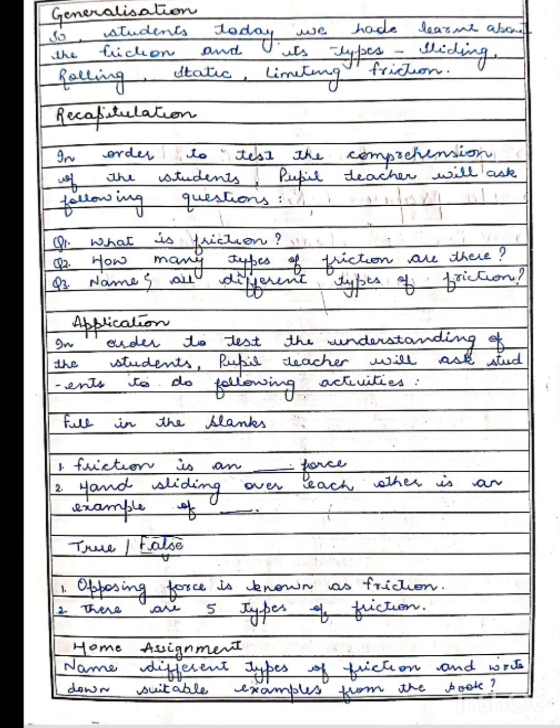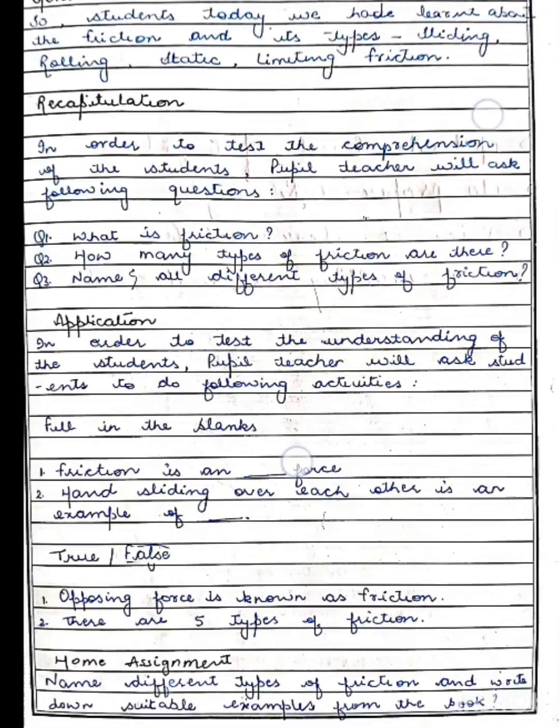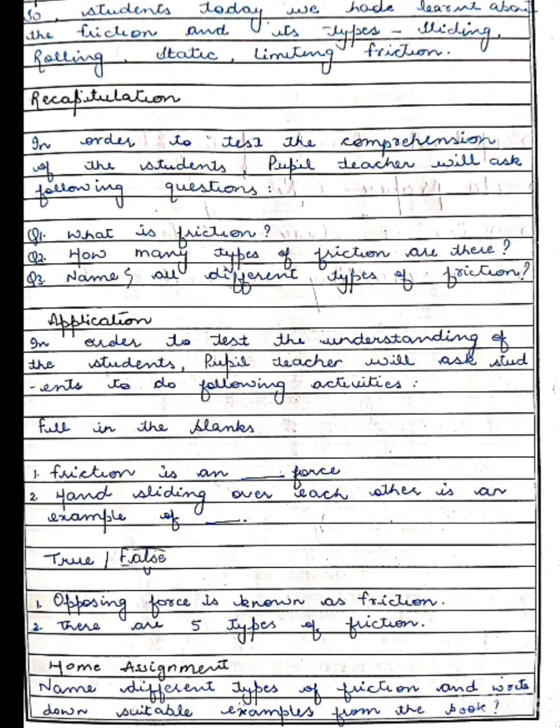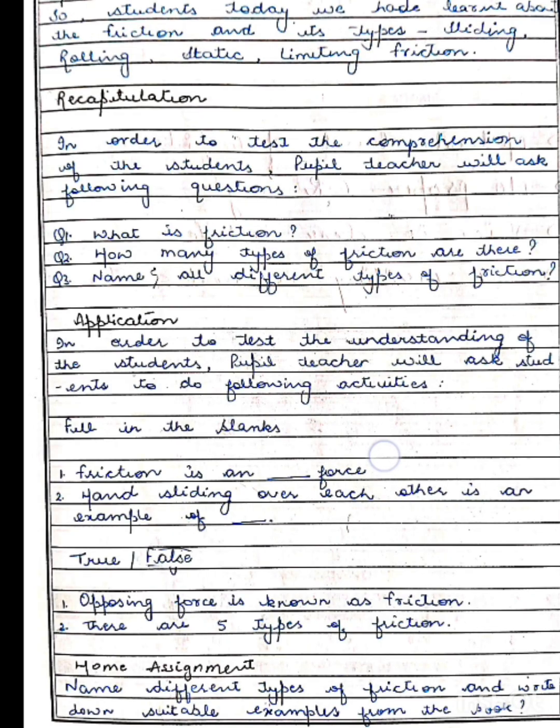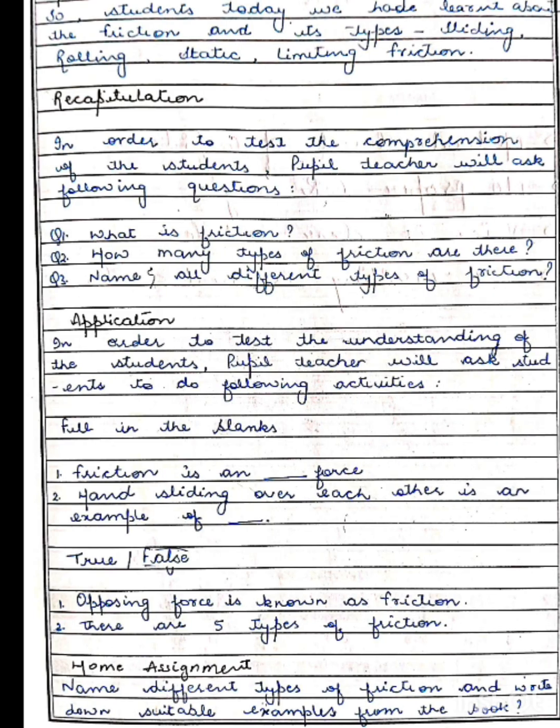After that, on the last page you have to write the generalization part. So students, we told the learner about friction and its types. Okay. In the recapitulation part you have to ask two or three questions that are very simple, not explanatory questions. For example, how many types, a one-answer question, you have to write in this part.